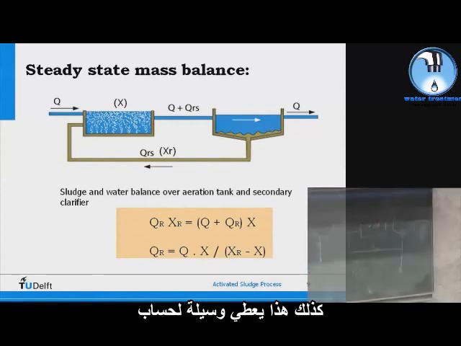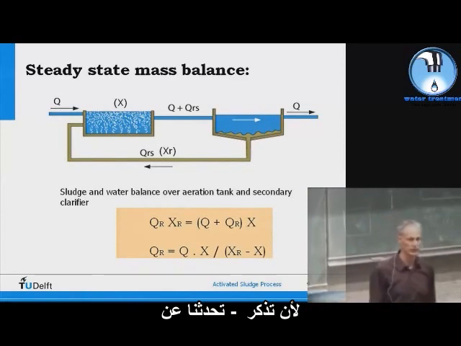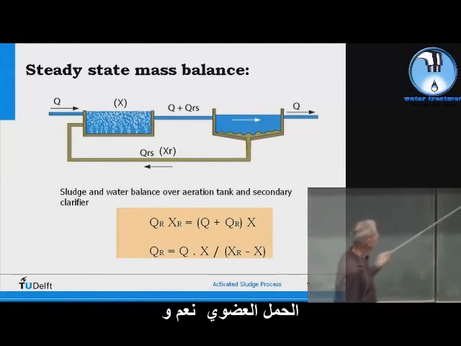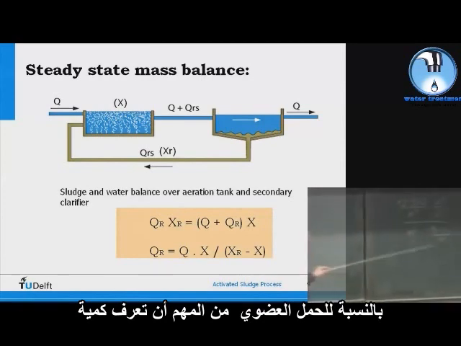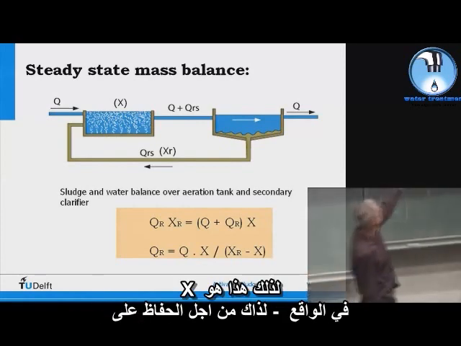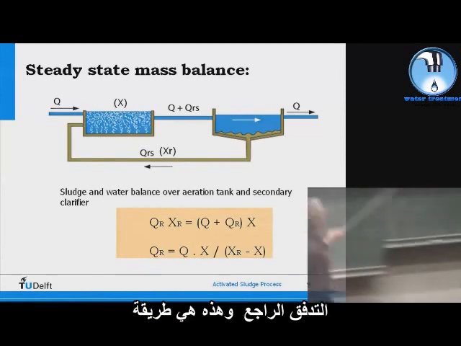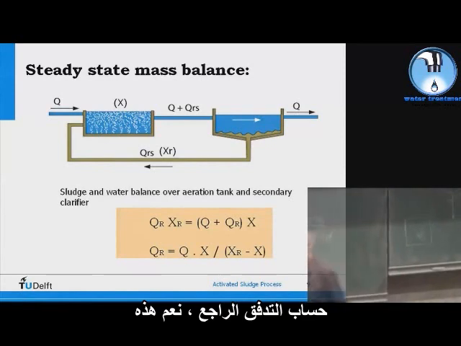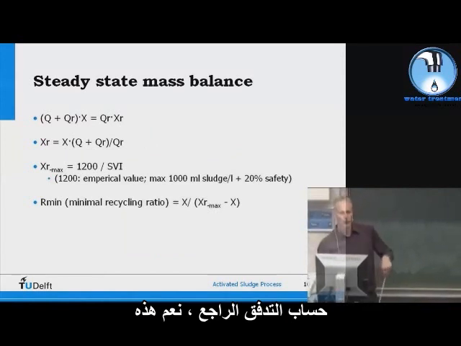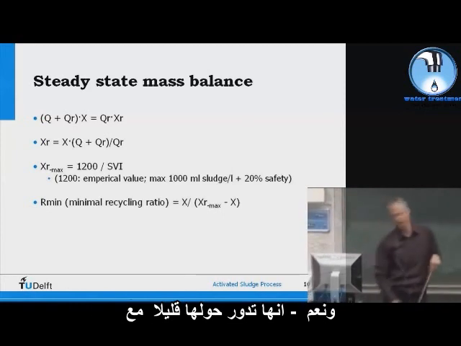Well, this gives a way of calculating the required return flow to obtain a certain concentration of biomass in the aeration tank. Because remember, we talked about the sludge load. Yeah? And for the sludge load, it's important to know how much sludge is in the system. Kilograms of suspended solids per cubic meter. So that's X, in fact. So in order to keep a certain sludge load, a certain X in the aeration tank, we need to control the return flow. And that's a way to calculate the return flow. Yeah, this is just a different way of looking at it. And yeah, it's a bit fiddling around with symbols.